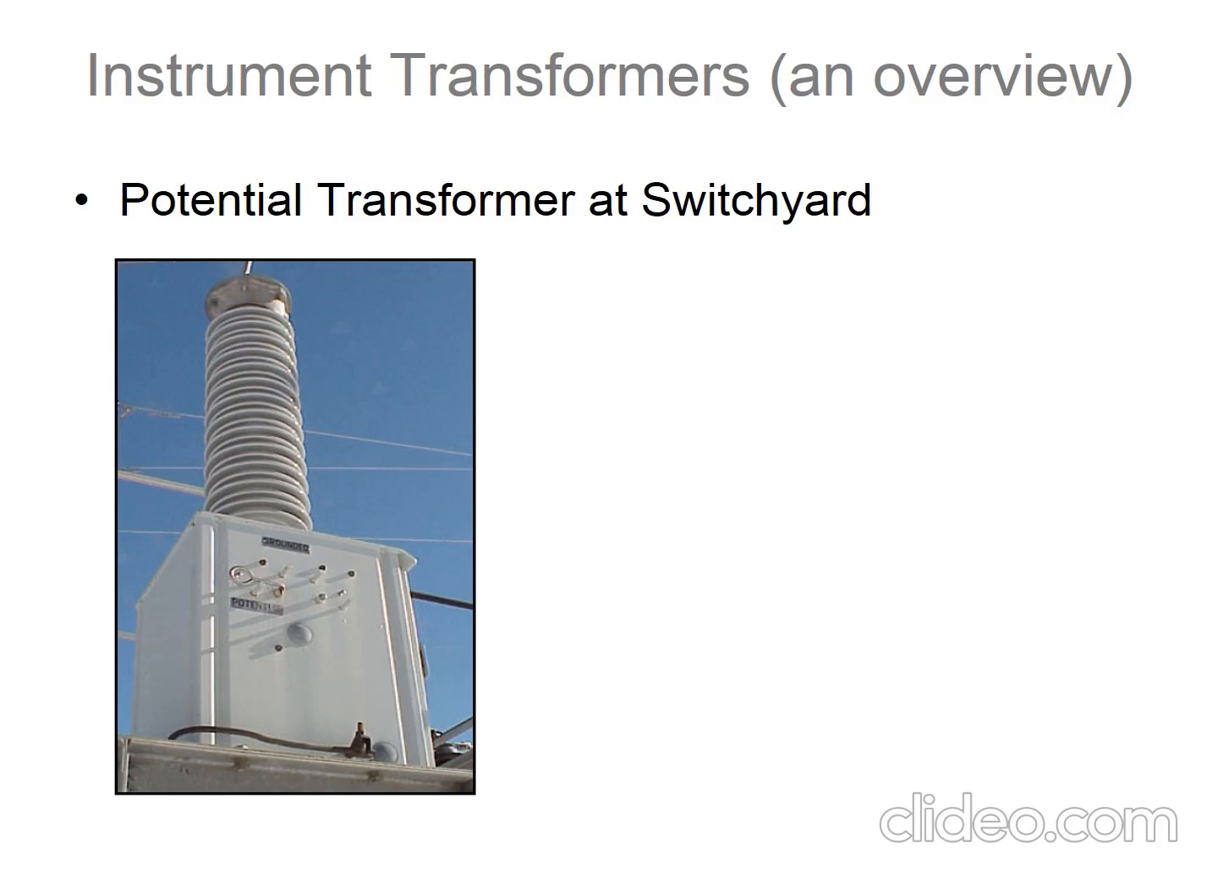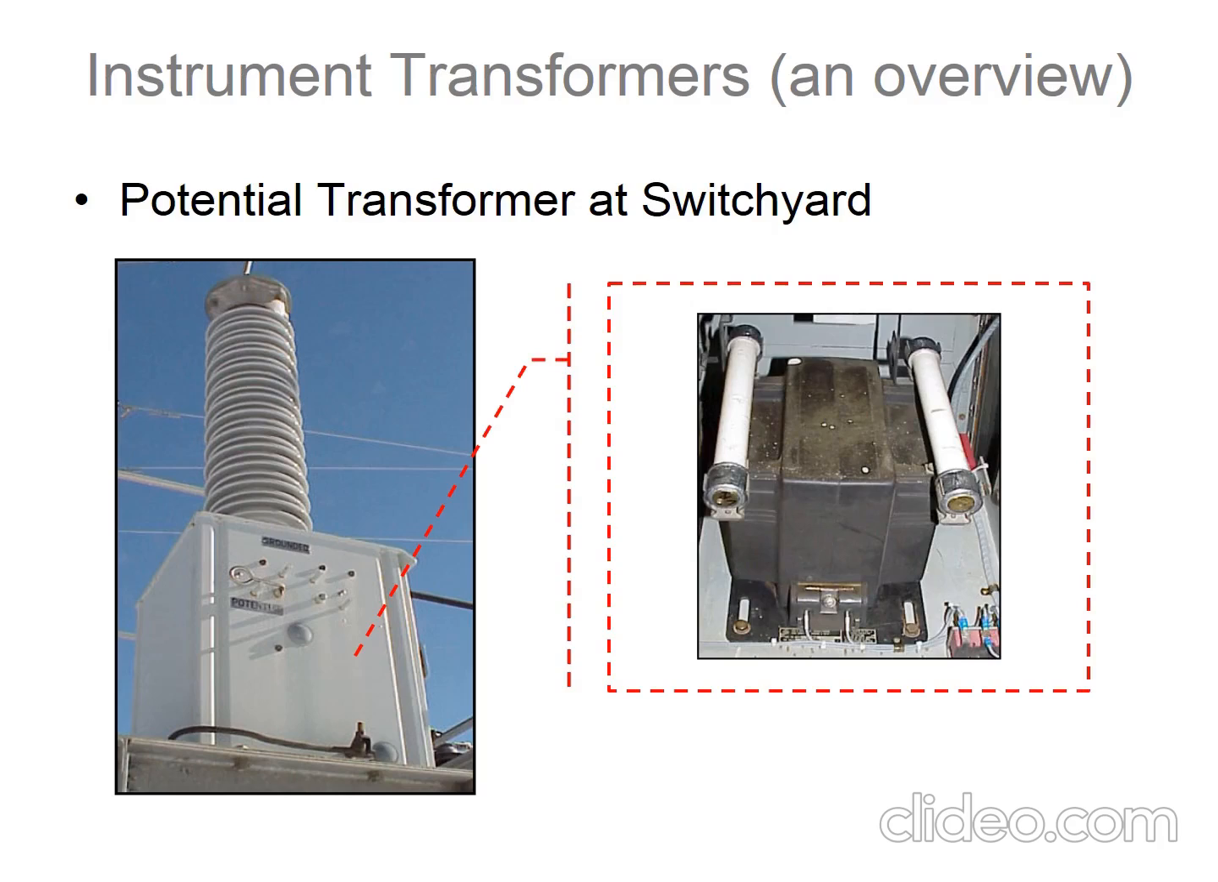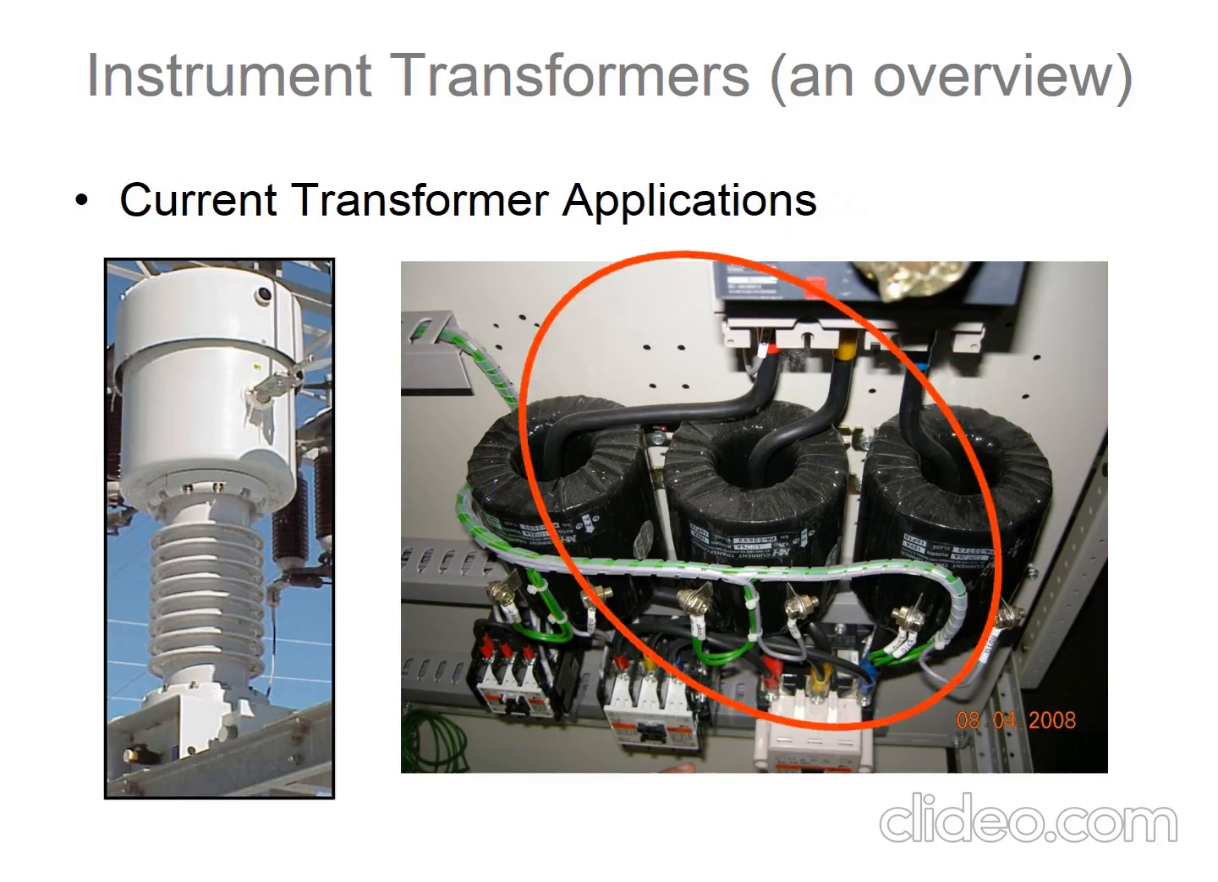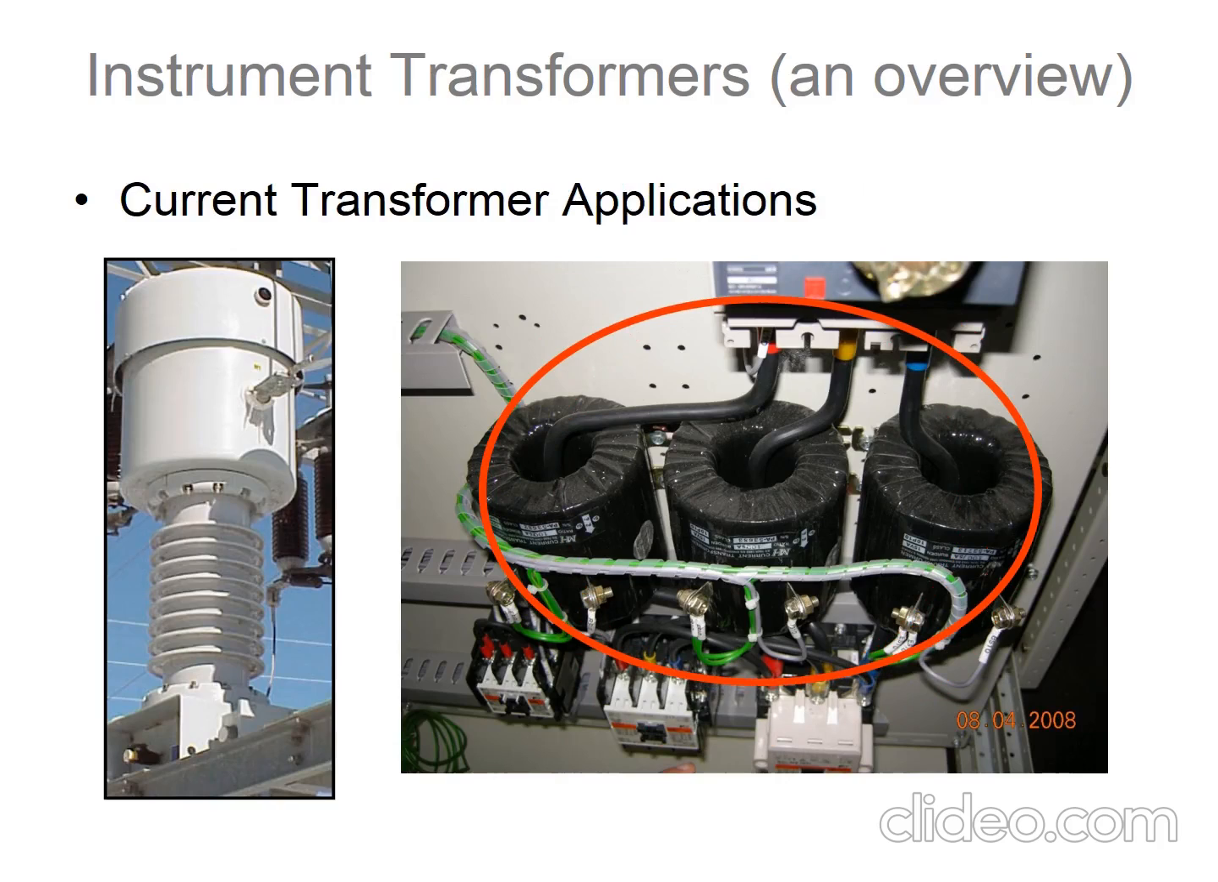Okay, this is the potential transformer in the switchyard. This is the layout, and also the figure. This is the current transformer picture. You can see here the red, yellow, blue current transformers. This one is incoming, and this one is outgoing.